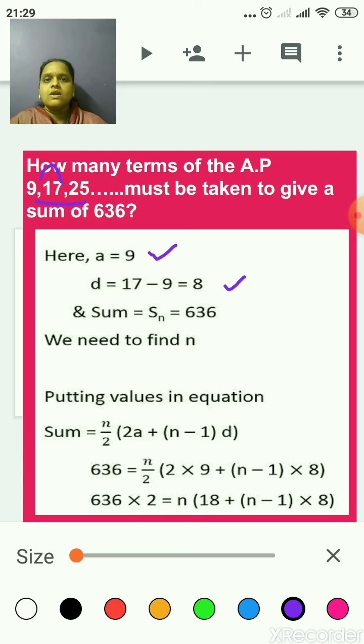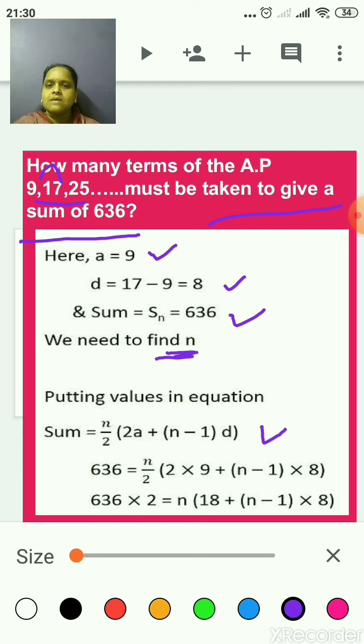Now what else is given? The sum is given as 636. That means the Sn value is given as 636. Is it correct? So the given values are a, d and Sn, and by using those we want to find the n value, that is, how many terms of the AP. So we want to find the number of terms in that AP. So let us apply the formula now.